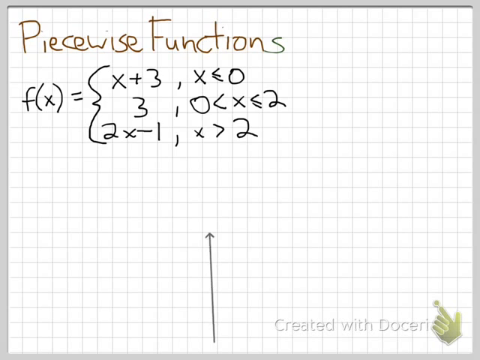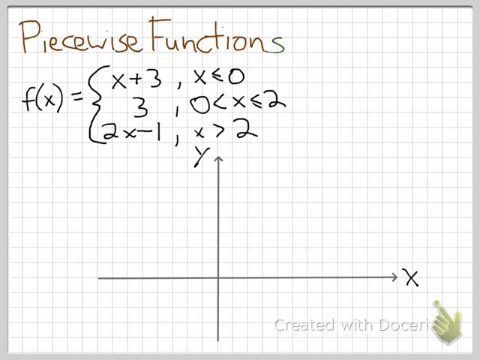So let's just graph all three of these different equations, and then we'll talk about the intervals that are actually occurring. So let me get my axes here. So the first one I have is x plus 3. X plus 3 is just your basic line. We'll make it this color. If it's x plus 3, it goes through 3 as a y-intercept and has a slope of positive 1. So there's our x plus 3.